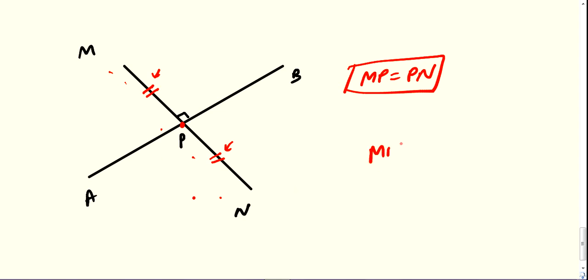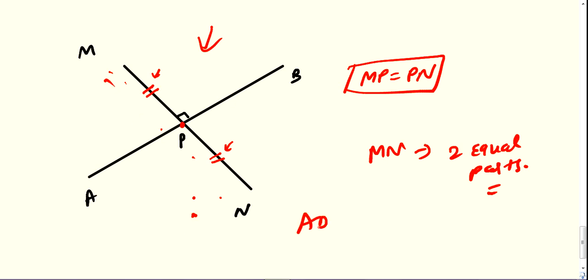The line which divides a line segment into two equal parts is known as a perpendicular bisector. So in this particular diagram, AB divides line segment MN into two equal parts.